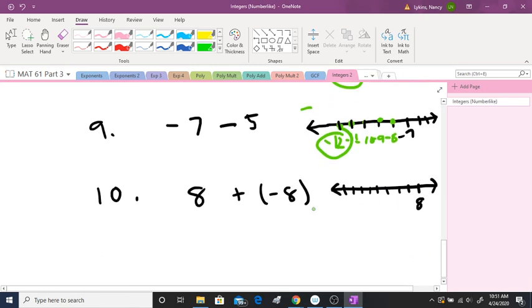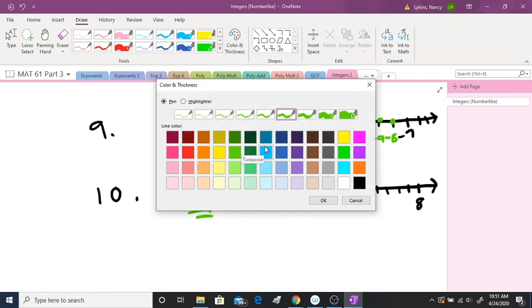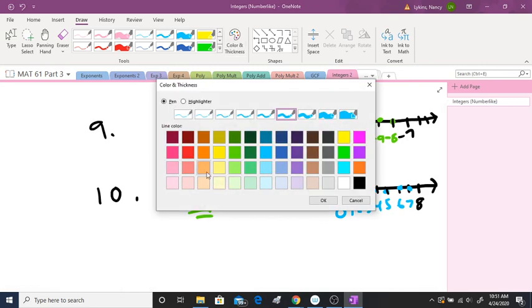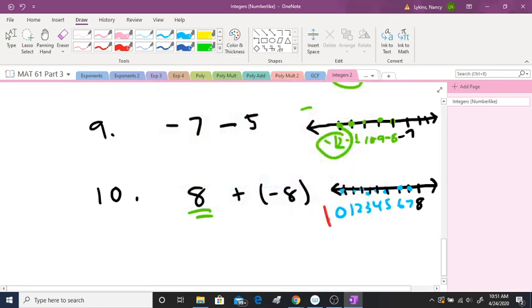Now finally, I've got my positive 8. That means I'm going back 8. So I'm going back 1, 2, 3, 4, 5, 6, 7, 8. So it would be 7, 6, 5, 4, 3, 2, 1, 0. So in this case, 0 would be my answer.